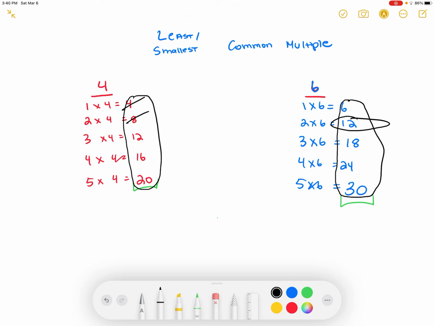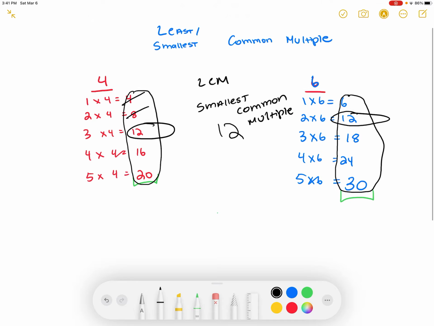And we can get no smaller than 12 without being at 6, and 6 is not shared by 4 as a multiple. So the smallest common multiple between the two is 12. And 12 is the smallest common or shared multiple. You'll also see it written as least common multiple, or LCM. And that's about it.